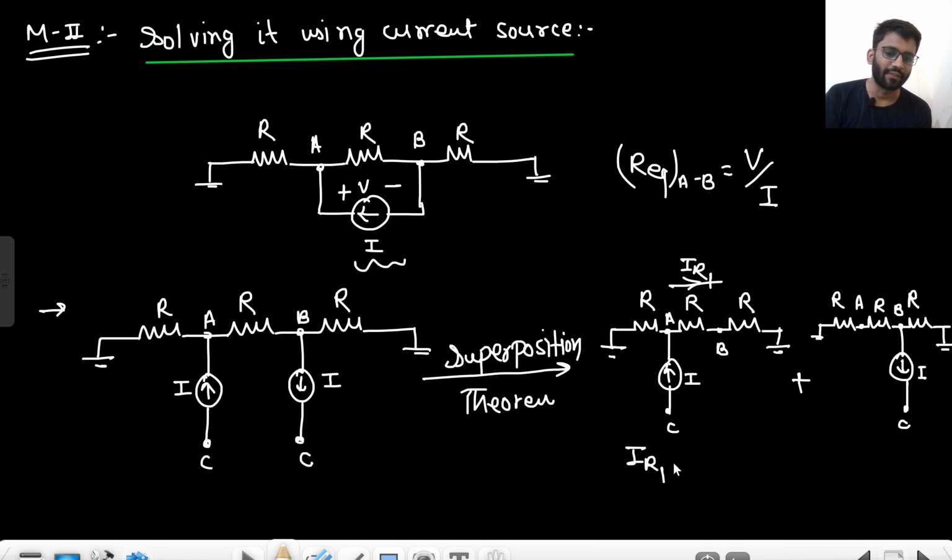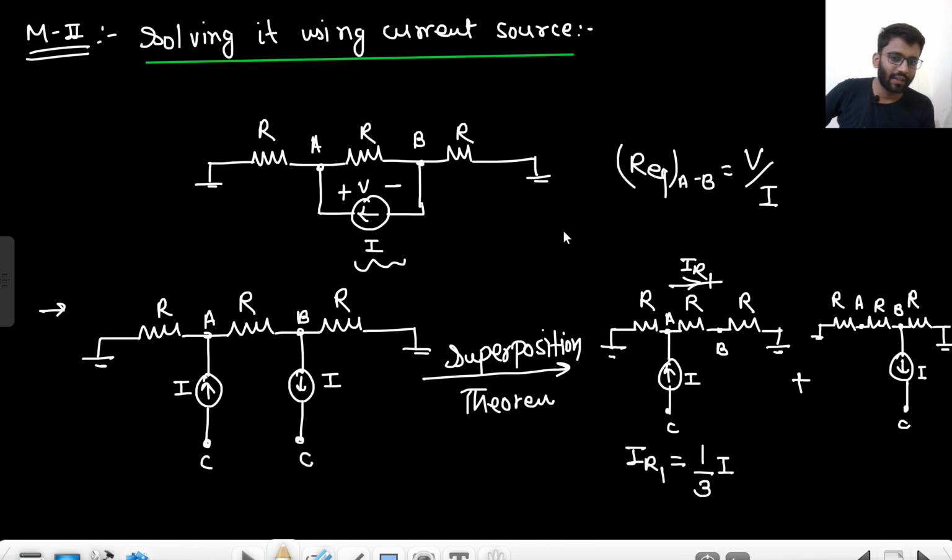What is the value of IR1? I hope you guys will be able to tell me this, because I have told you the concept of current division. So tell me what will be the value of IR1? IR1 will be 1 by 3 I. Did you get it?